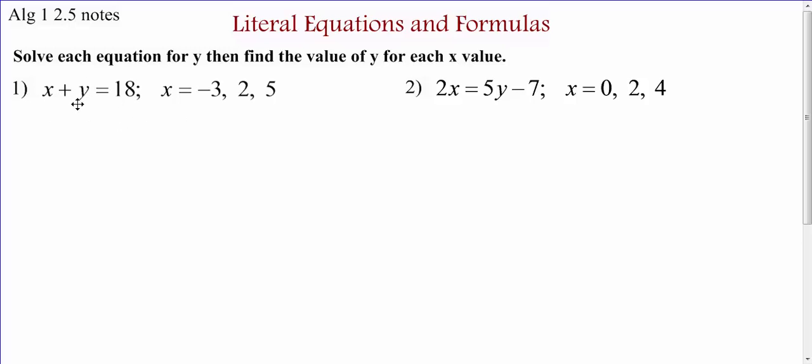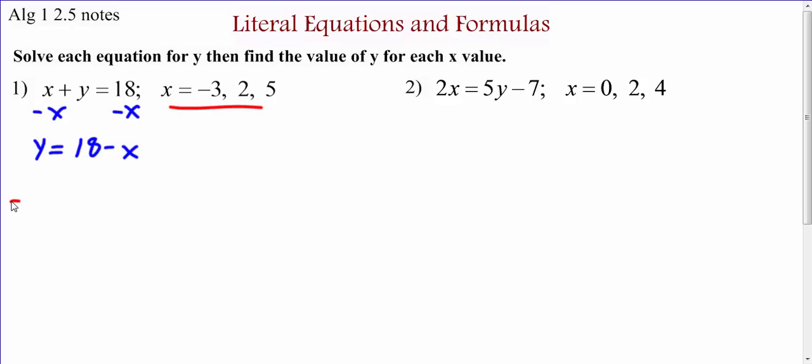If I want to get y by itself, I need to subtract x from each side. So we'll have y equals, you could write this as 18 minus x or negative x plus 18. It's your choice. All right, that's the first part. That's easy. Now what we need to do is go ahead and evaluate for these three different values of x that you see over here.